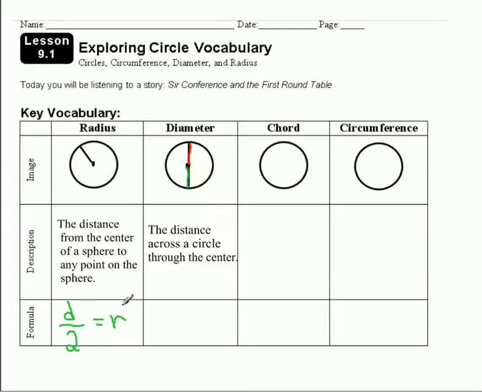So that's one way to get the radius. Now if I have the radius and I want to figure out the diameter, I just take the radius and multiply it by 2. 2 times the radius will equal a diameter.